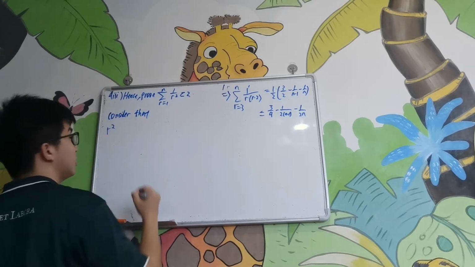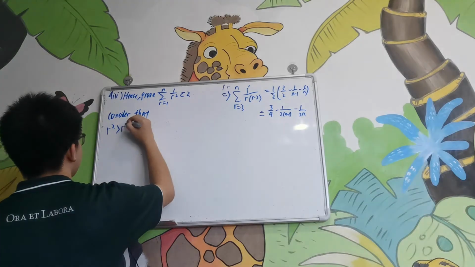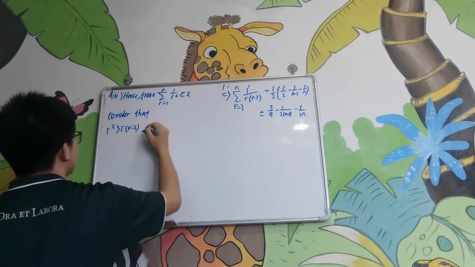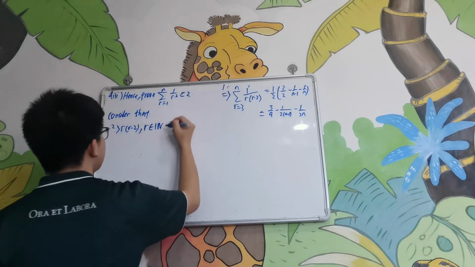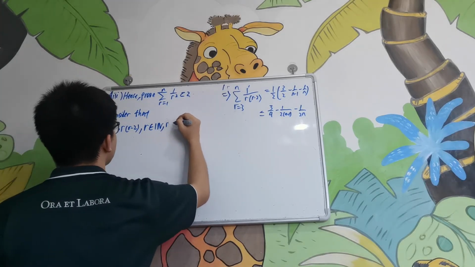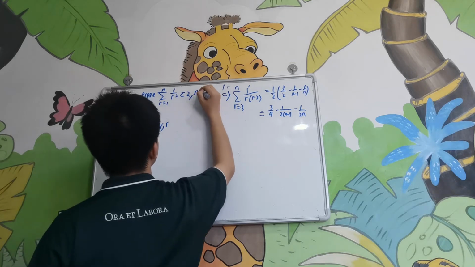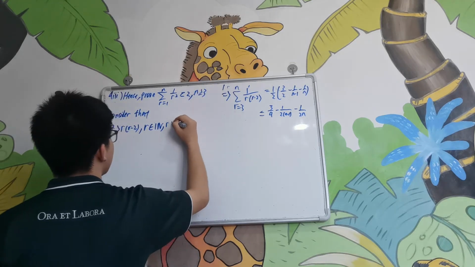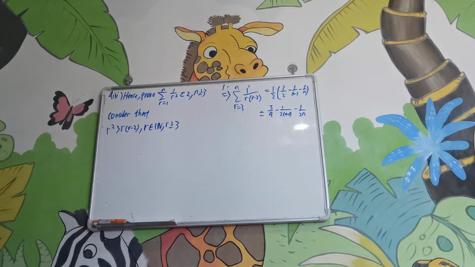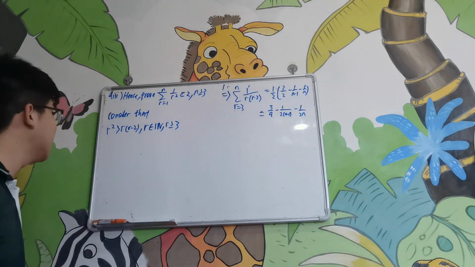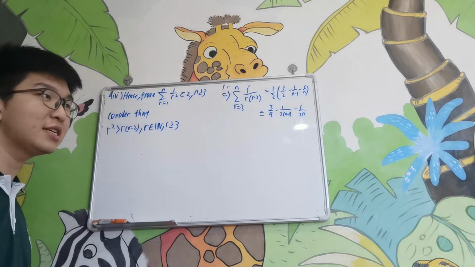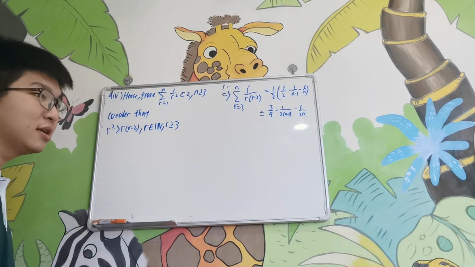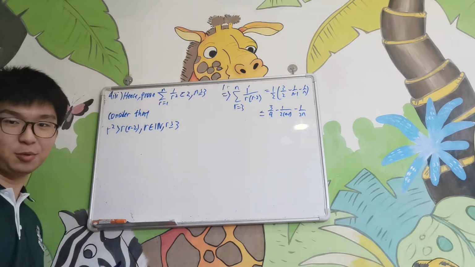r squared is more than r minus 2 when r is a natural number and when r is more than or equal to 3. I want you to process this, because in the end, summation and sequences and series is just like functions, but they take integer inputs, i.e.